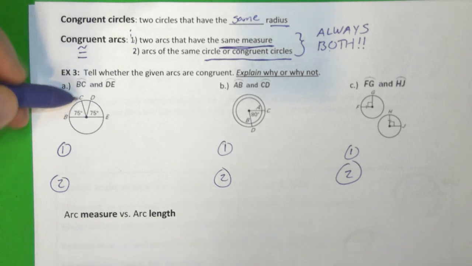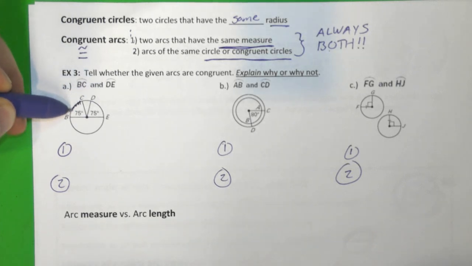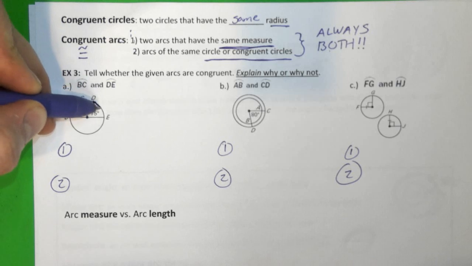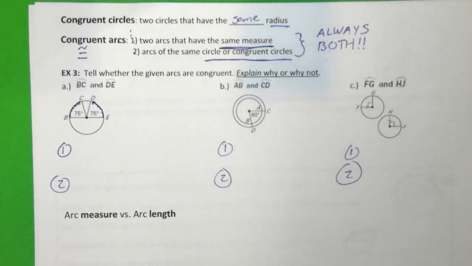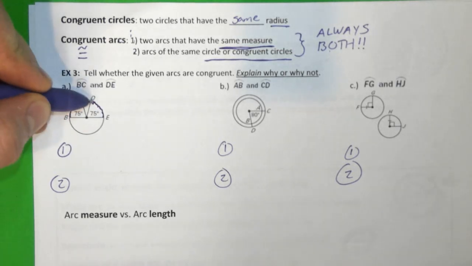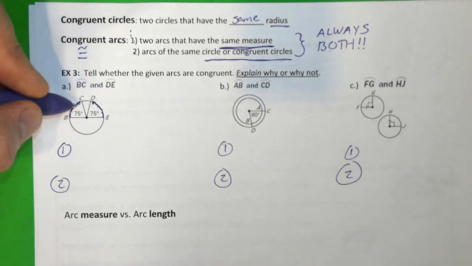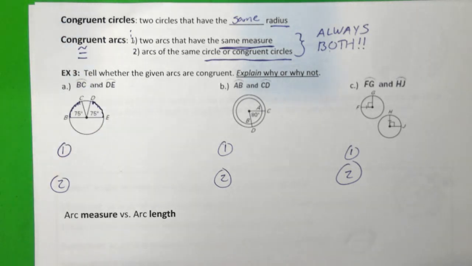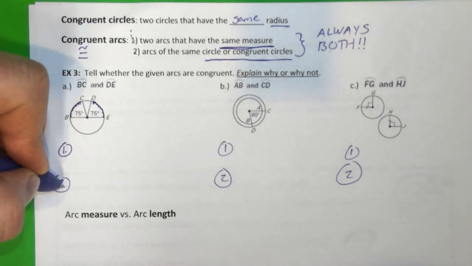So let's take a look. We have the arc BC, which is over here on the left, and then we have the arc DE, which is over here on the right. And boy, they look about the same. As I trace my pencil down one and my pen down the other, I notice that I'm traveling about the same distance, so I'm feeling confident that they're probably both the same. But before I can say that, I need to make sure that both of these things are happening.